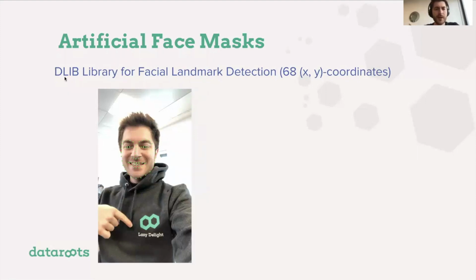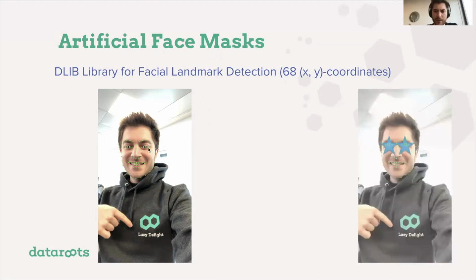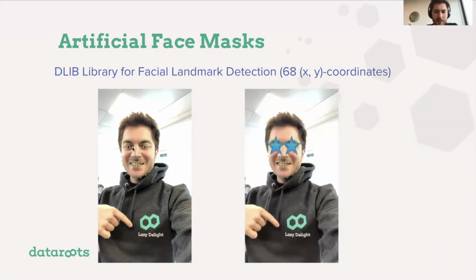This is a machine learning library, and it also has a facial landmark detection algorithm. This algorithm is an ensemble tree-based algorithm, and it predicts 68 X and Y coordinates on a face. And yeah, these are the detected facial landmark coordinates. The good thing about this algorithm is that even if, for example, I cover my eyes with stars like this, it's still able to predict the location of my eyes.